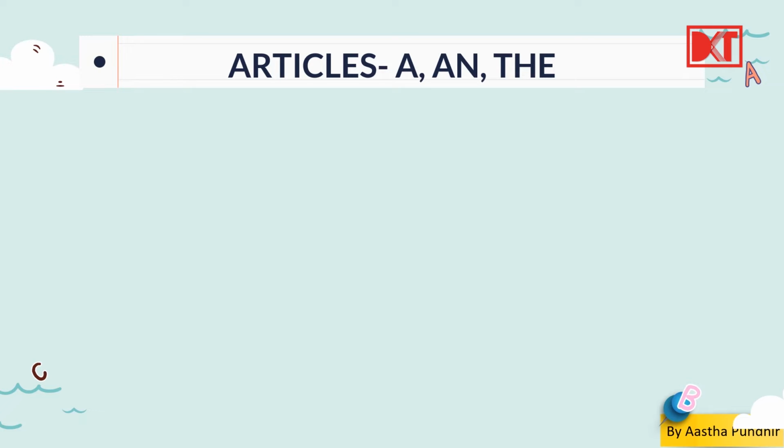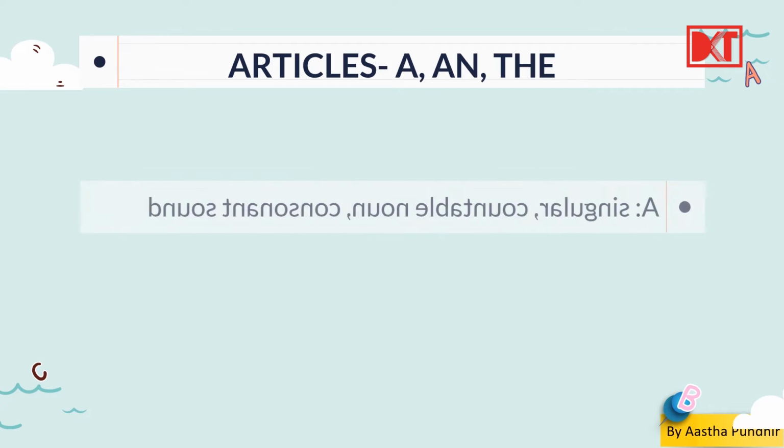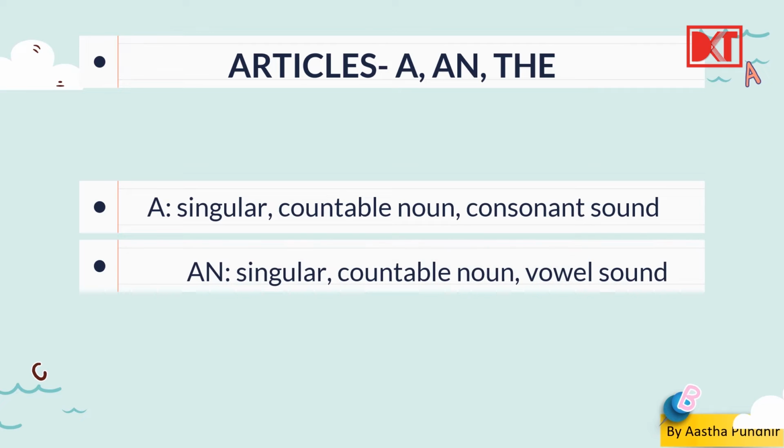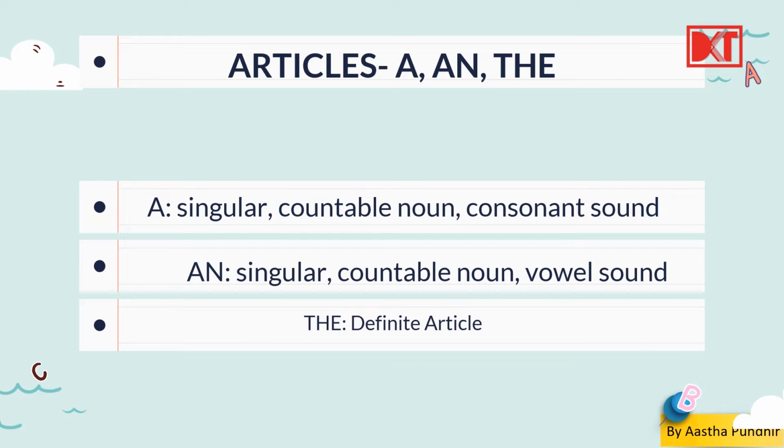Alright, so now we also have articles. A and the. Articles, what were articles used for? Providing a certain specific or general reference. And as we know, a is used for a single countable noun with a consonant sound. An is used with a single countable noun but with a vowel sound. Then the is the definite article which is used in various cases which we have discussed in articles. Okay, so here a and an are indefinite articles, the is the definite article. All right.